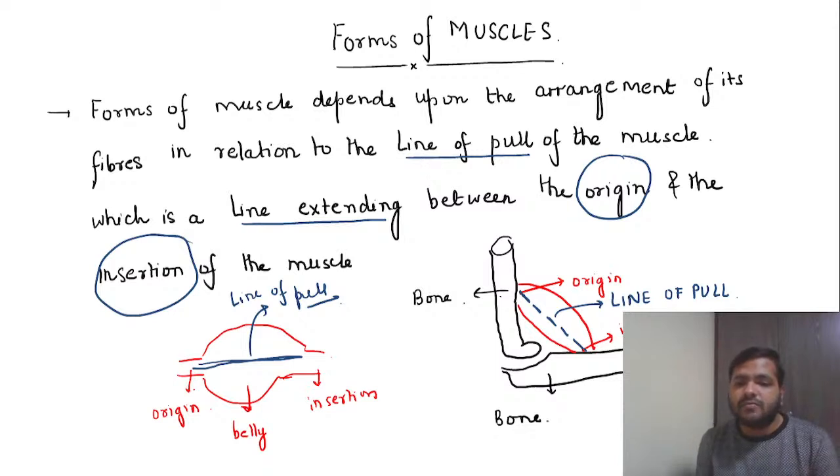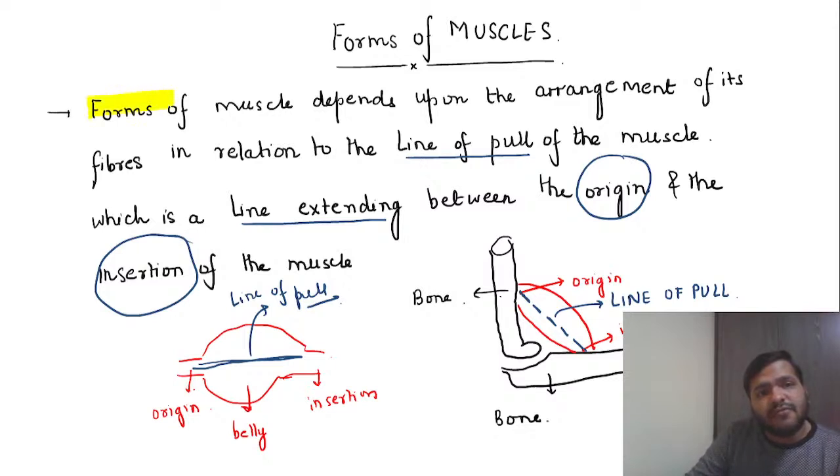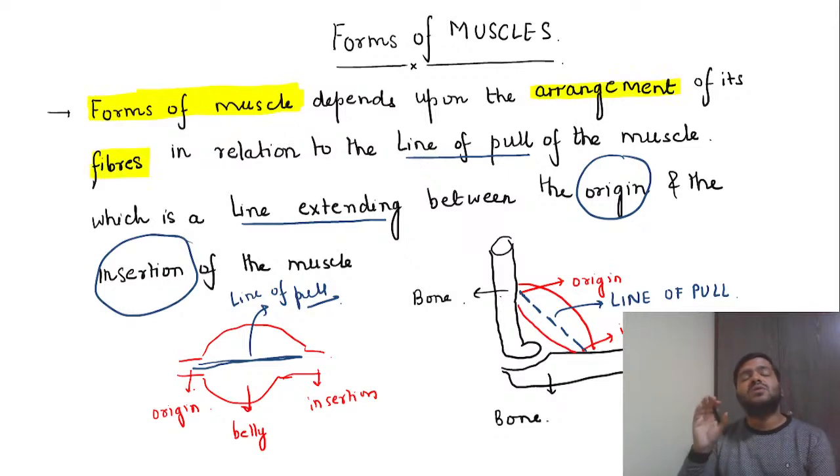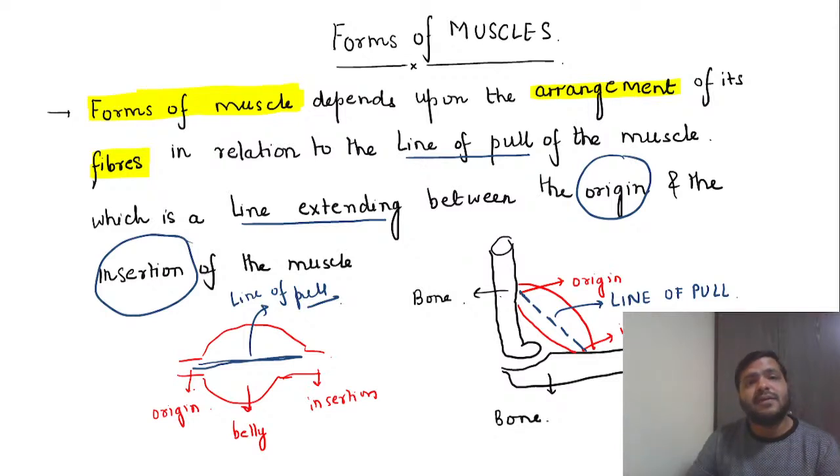Now just coming to the definition again. The forms of muscles basically depend upon the arrangement of its fibers. I have already told you that muscles are made up of muscle fibers, and these muscle fibers are in relation to the line of pull of the muscle. What is the meaning of line of pull? It is basically a line extending between the origin and the insertion of the muscle.